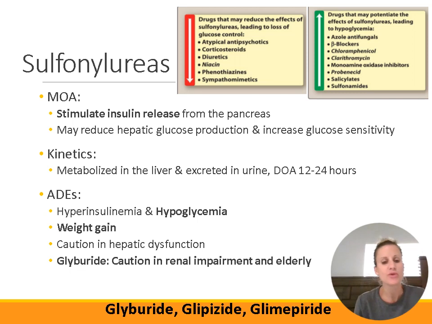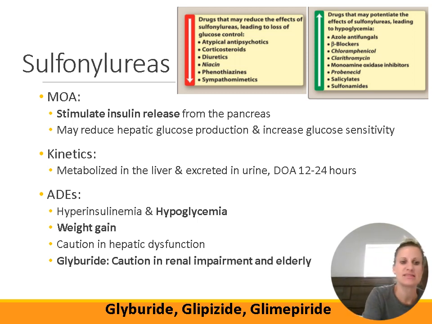Sulfonylureas. Sulfonylureas include glyburide, glipizide, and glimepiride. Notice for metformin that I did not say hypoglycemia. Okay, that's important. Metformin does not cause hypoglycemia. So that's nice. A lot of the other agents, when we look at them, that's like the major risk that we have is hypoglycemia. We don't have that with just metformin on its own. Sulfonylureas, they do cause it.